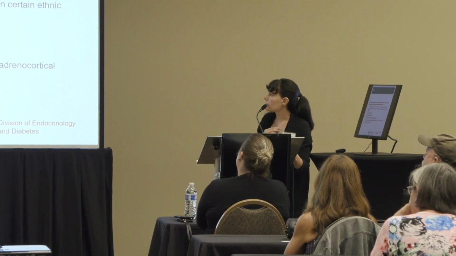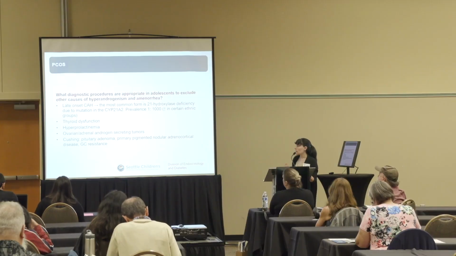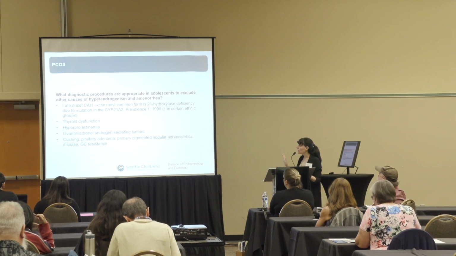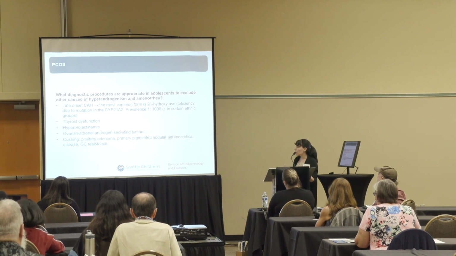Next slide. So what diagnostic procedures are appropriate in adolescents to exclude other causes of hyperandrogenism and amenorrhea? So these are the conditions that I want you to think about. We talk about ruling out other conditions before we label a patient. Like, just hold your horses, don't label or diagnose until you think about this. The most common imitator of PCOS is late onset congenital adrenal hyperplasia, the kids that have mild dysfunction that are not detected by newborn screen.